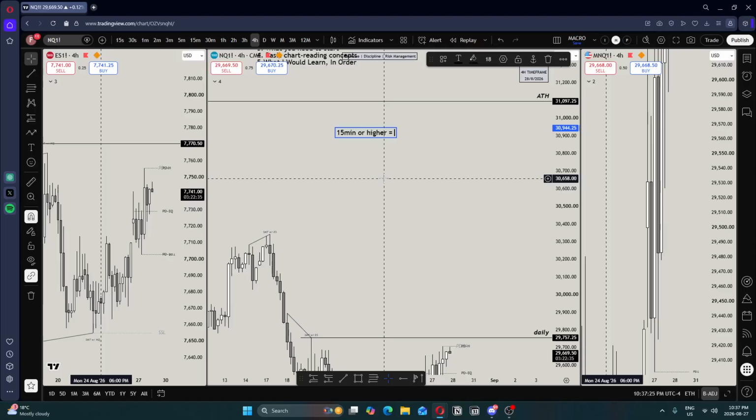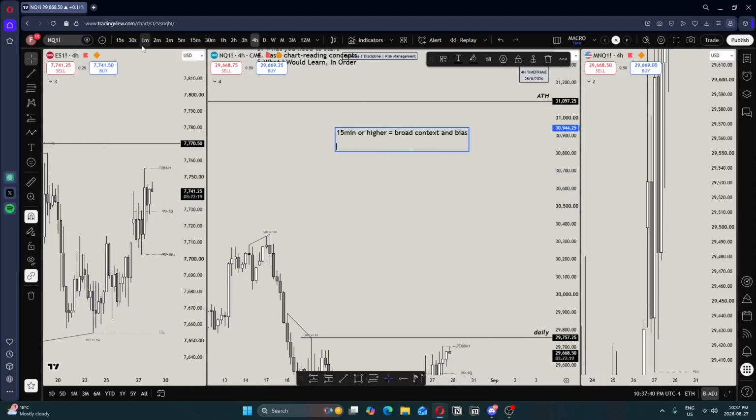is for broad context and bias. The 5-minute and lower time frames, so I will say the 15-second to 5-minute, provide you with low time frame bias and precise entries.